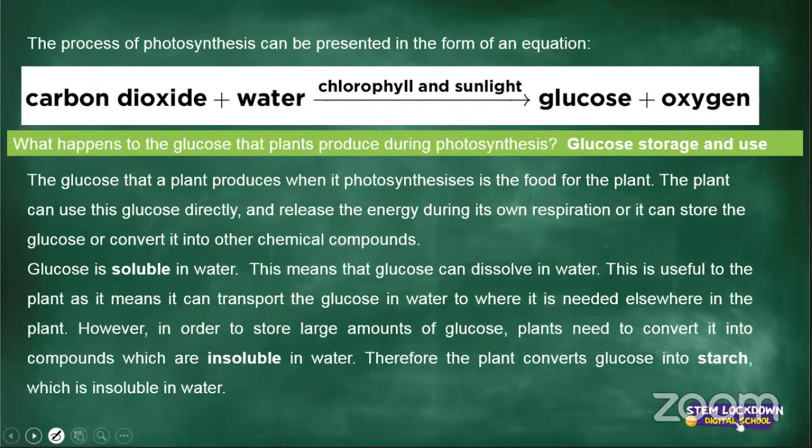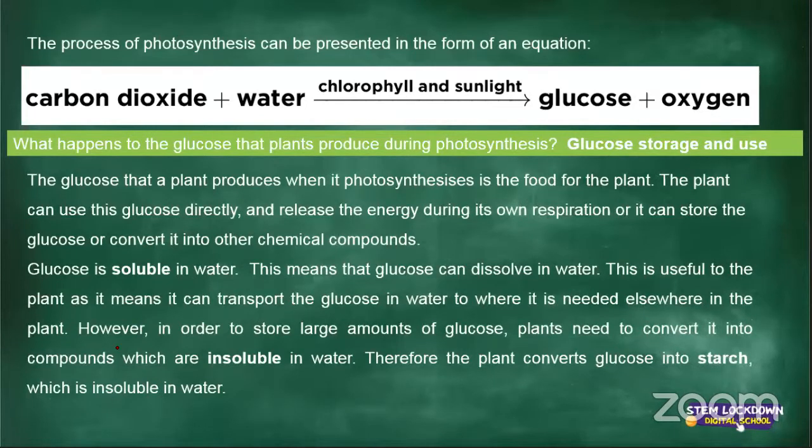I believe I had a hand raised. If anybody has a question, you can raise your hand and my host will unmute you. So basically, we're saying that glucose is soluble in water. So it means that glucose can dissolve in the water, and it's useful to the plant because you can transport the glucose to where it is needed. Okay. Yes, Lucidi?